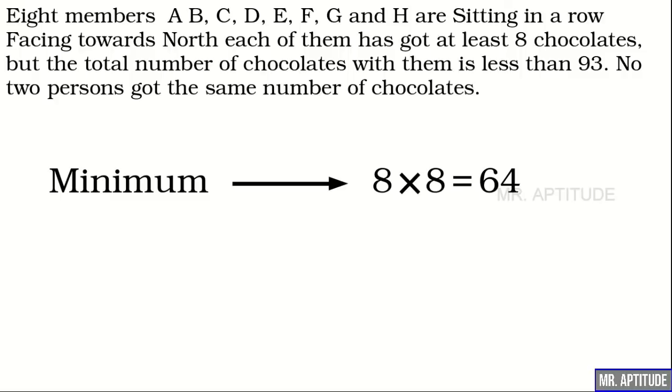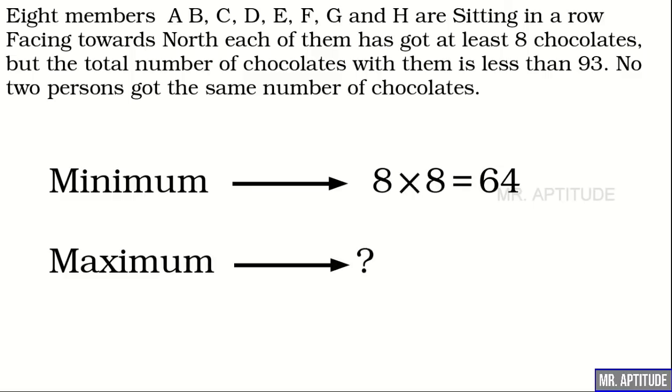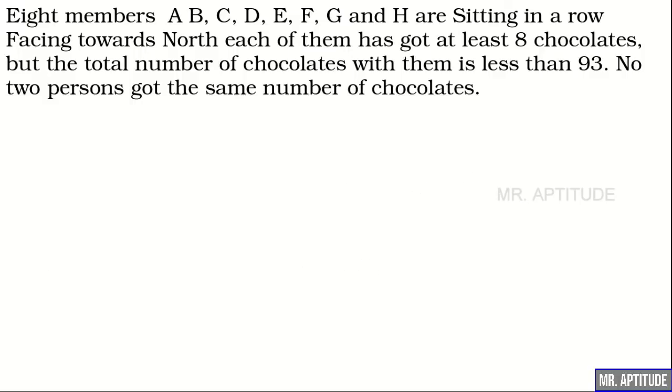And what will be the maximum? You are given that there are less than 93 chocolates. As it's less than 93, the maximum possible number is 92. Next, each person has at least 8 chocolates. Let us say, for instance, the first person has 8 chocolates. So how many chocolates should the second person get? He should not get 8 again, so he has to get at least 9. And the third person cannot get 8 or 9, so it has to be 10.